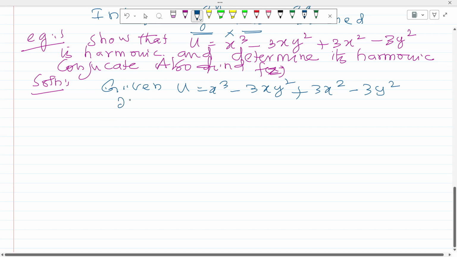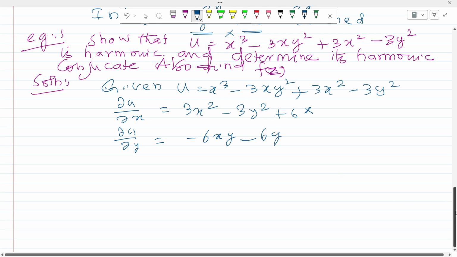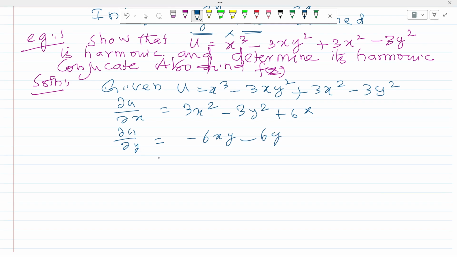Then you have to find ∂u/∂x. What is ∂u/∂x here? 3x square minus 3y square plus 6x. What is ∂u/∂y? ∂u/∂y is minus 6xy minus 6y. Find the second order derivatives.